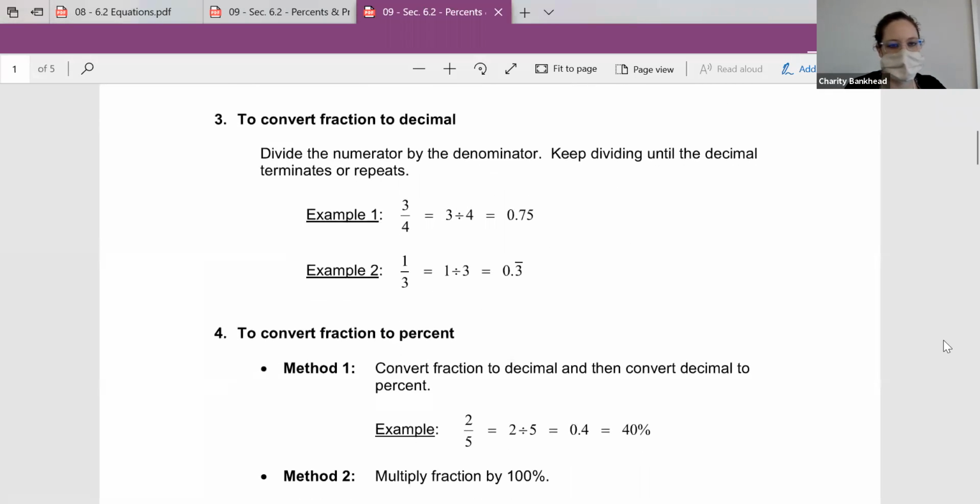And we've talked about converting fractions to decimals before. So first you divide the numerator by the denominator to get a decimal. And then from there you can convert that decimal into a percent.